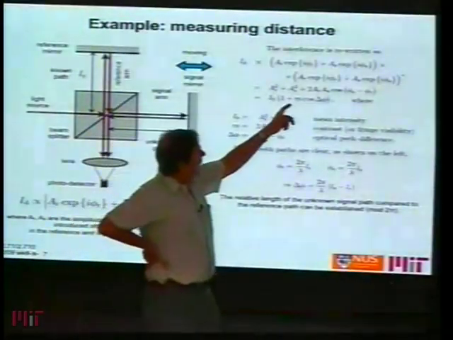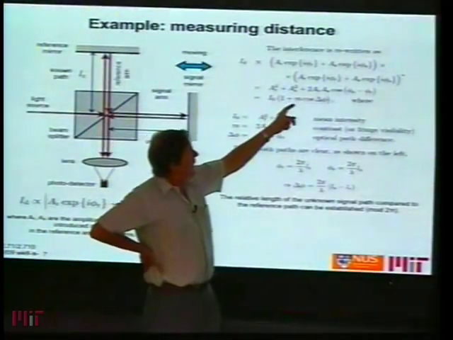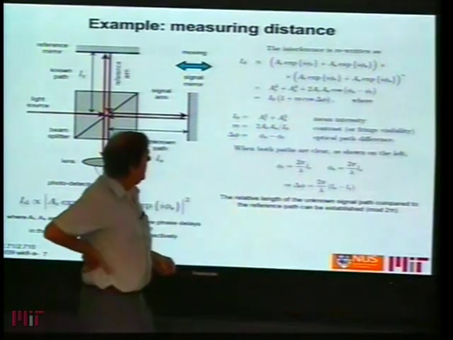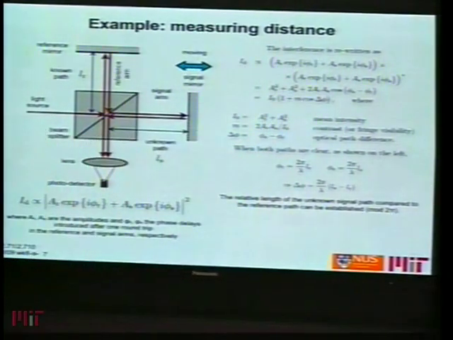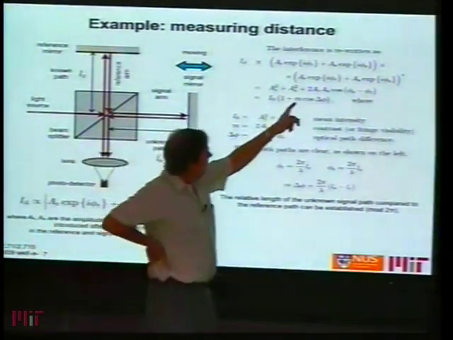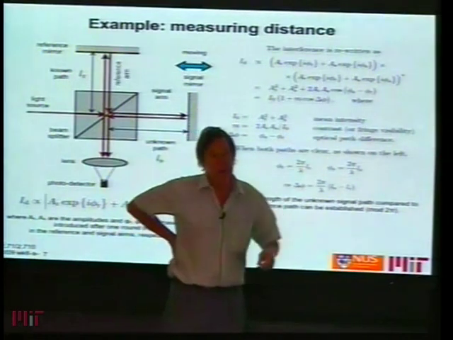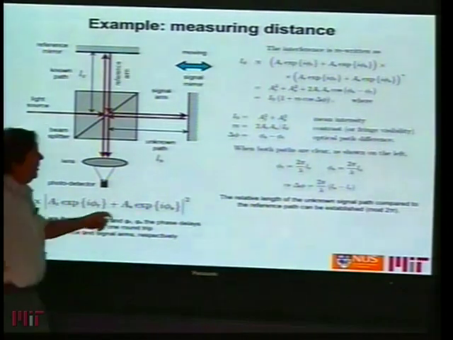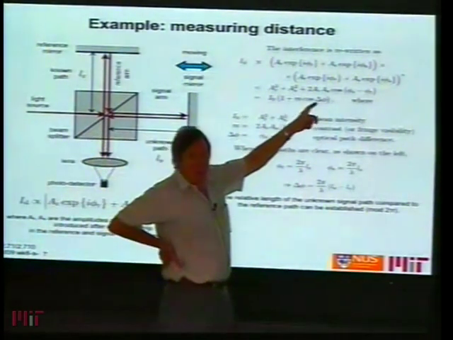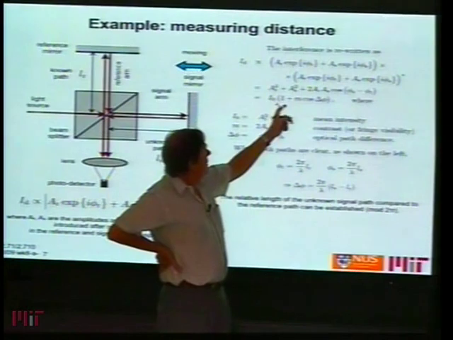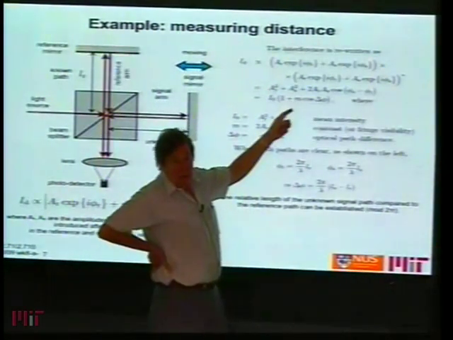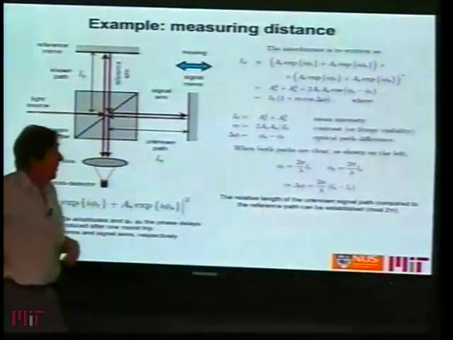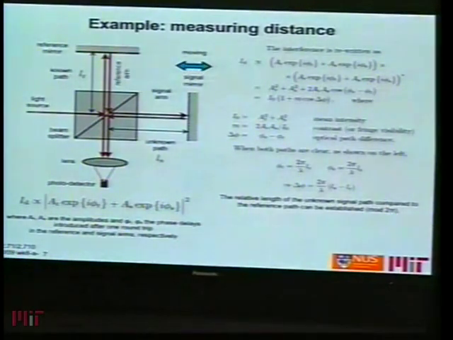Back to this one. So you can see here, we've got a constant term plus a sinusoidal type term, or cosinusoidal type term. This term M is called the contrast or fringe visibility. If M is 1, then for particular values of delta phi, this intensity is going to go to 0. So that's when you've got very high fringe visibility.